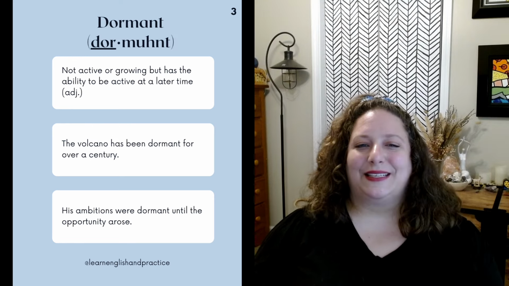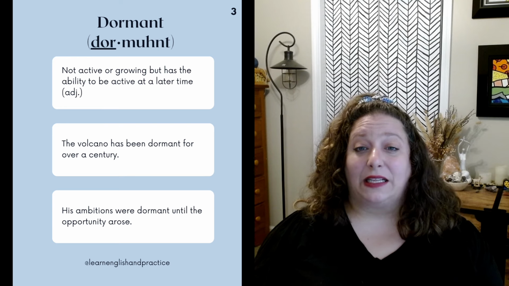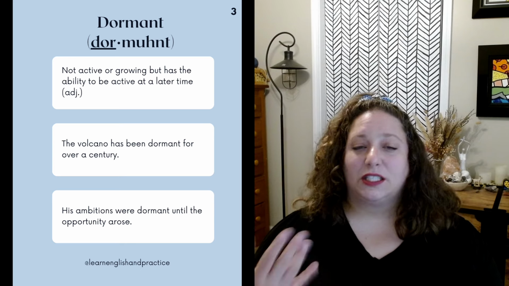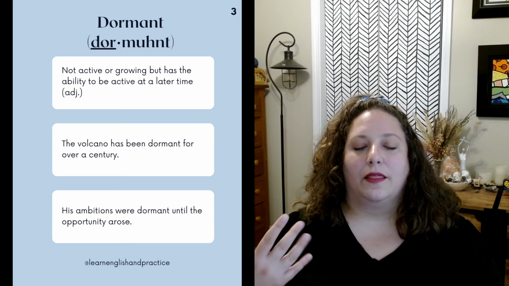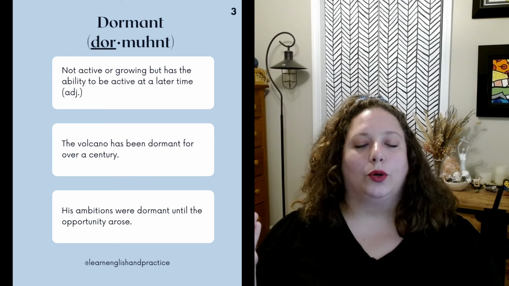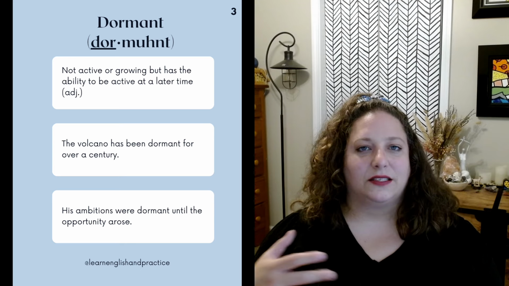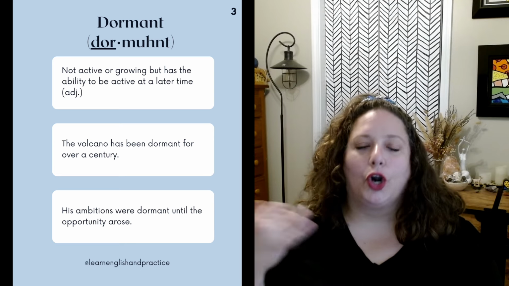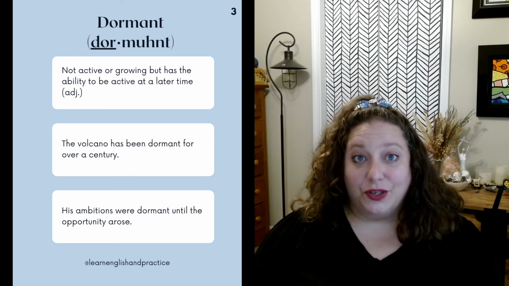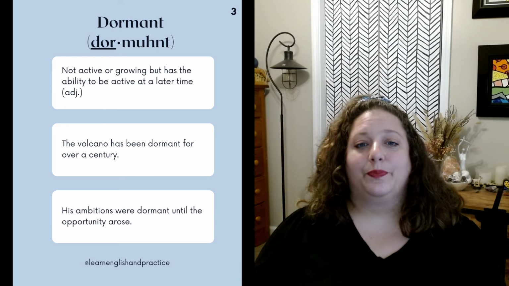Dormant. This means not active or growing, but has the ability to be active at a later time as an adjective. So an example here are spores that are in the melting permafrost of the earth. So these spores hold pathogens, and these pathogens are not currently spreading. They're not currently making people sick, but they could in the future. So definitely worth being concerned about.